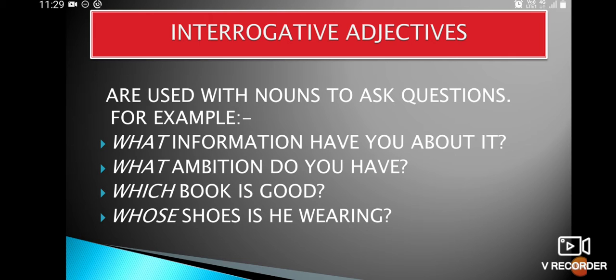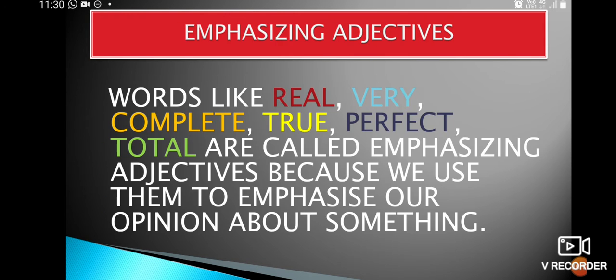I am asking about his ambition. What ambition do you have? Which book is good? There are many books. I am asking which book is good. Whose shoes is he wearing? So the person is wearing somebody else's shoes. So I am asking that person, whose shoes is he wearing? The words what, which, whose, these types of words are known as interrogative adjectives.